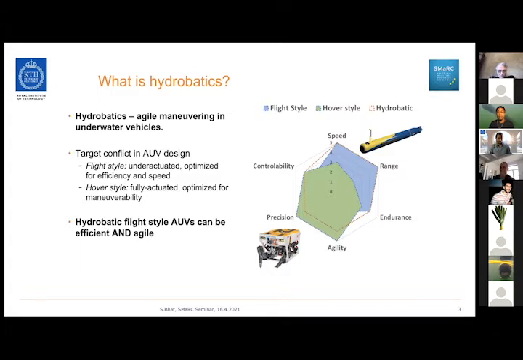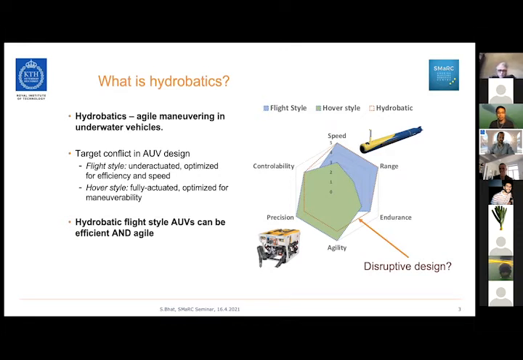If we can get these flight style vehicles to be a bit more agile and to be able to maneuver in more tight environments and be more precise in their maneuvering, then we could extend the performance capability of flight style vehicles from this blue spider chart to this red spider chart. And if we have that, we can make AUVs that are both efficient and agile in principle. So this could be a new way to design robots, and we could think of new applications. So this is the motivation behind the kind of research we're doing.